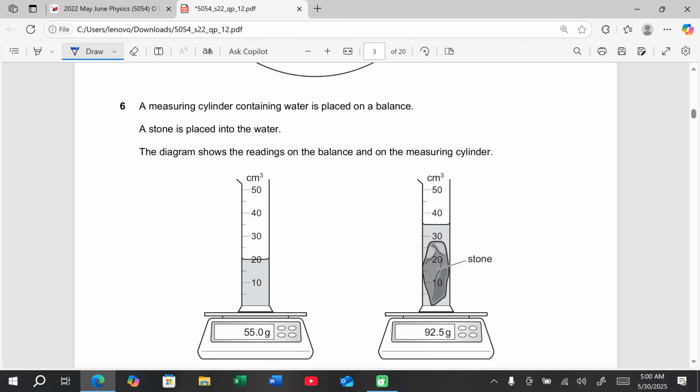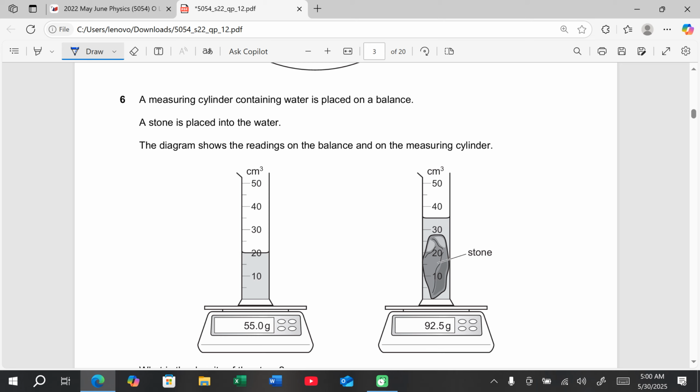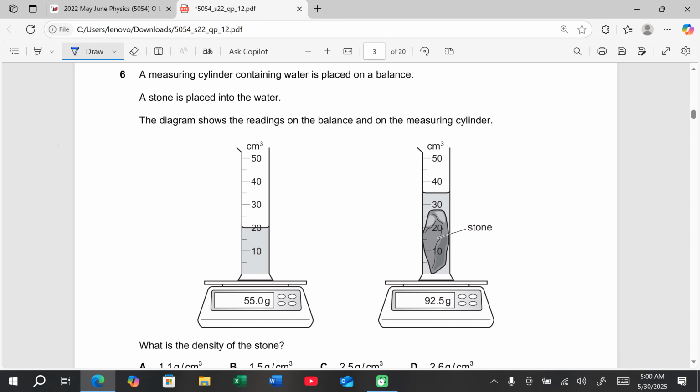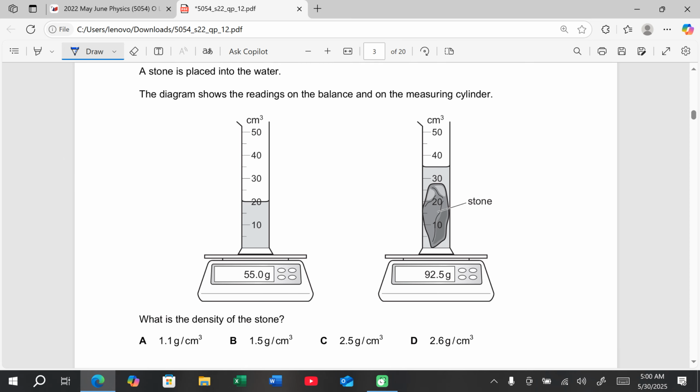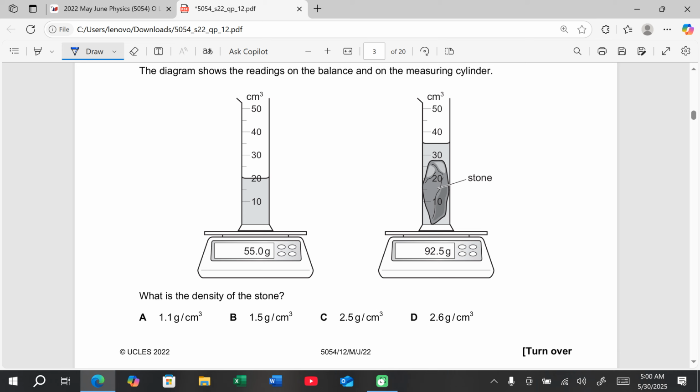A measuring cylinder containing water is placed on a balance. A stone is placed into the water. The diagram shows the reading on the balance and on the measuring cylinder. What is the density? For the mass, we need to subtract these to get the mass, not the weight, mass. Mass is 92.5 minus 55.